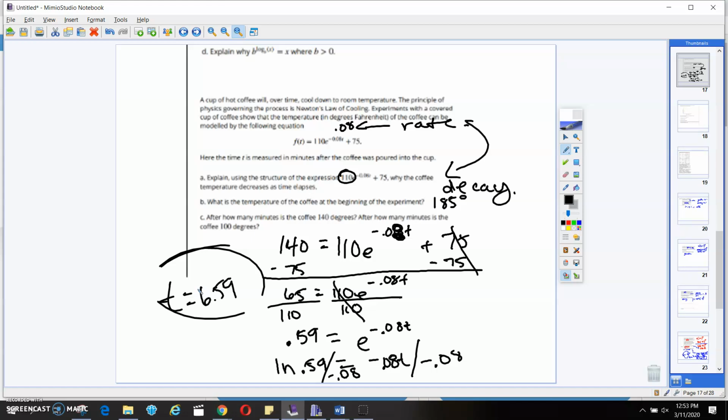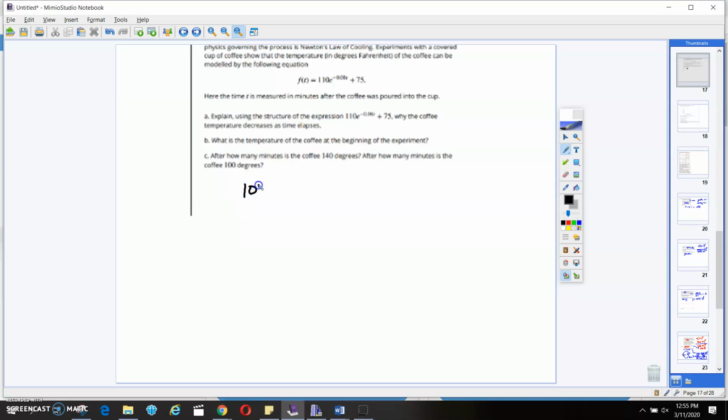Like, that's going to burn your tongue. Okay? Can you take a moment to try to figure out how long it's going to hold at 100 degrees? So set this equation, but equal it to 100 instead of 140. Try it. Go. You're going to take 100 and set it equal to the equation.